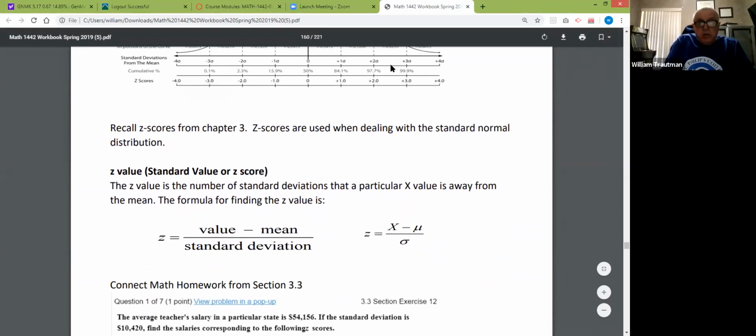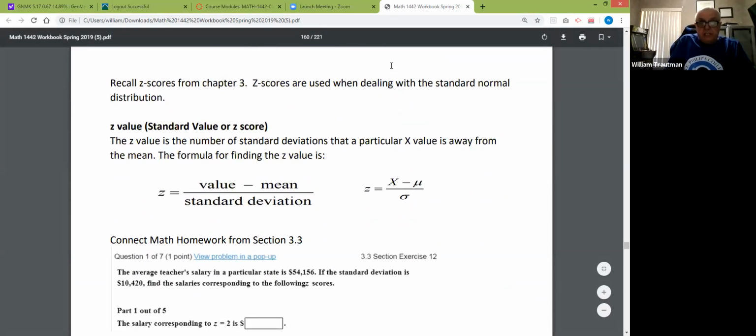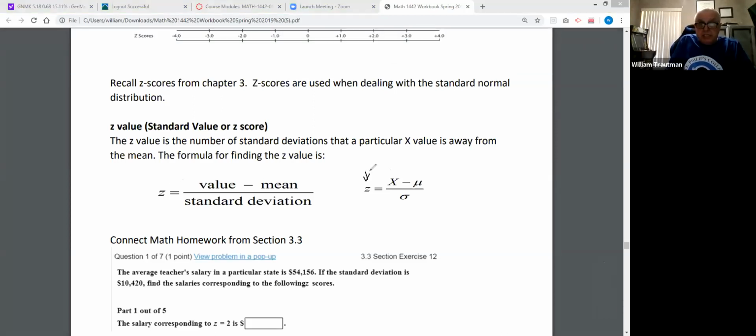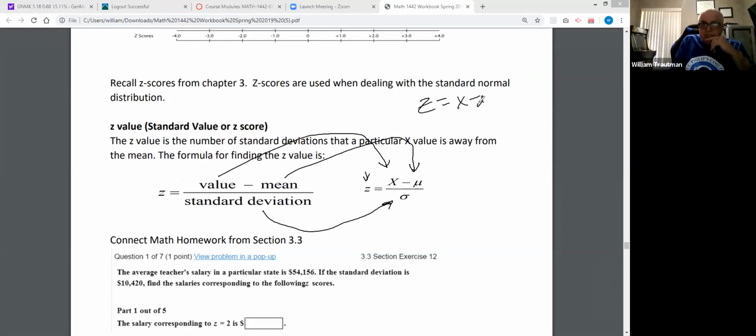Okay, so don't forget our formula. This is our z-value formula. Z, once again, is how far away from the mean we are. X is the value. Here is the mean, the average, and standard deviation is that symbol. So we're going to use z equals x minus the average divided by the standard deviation.